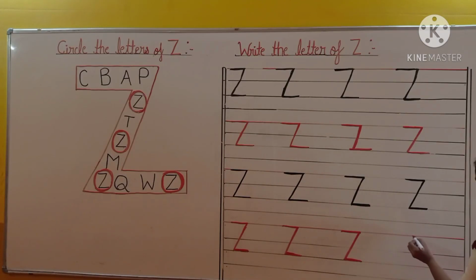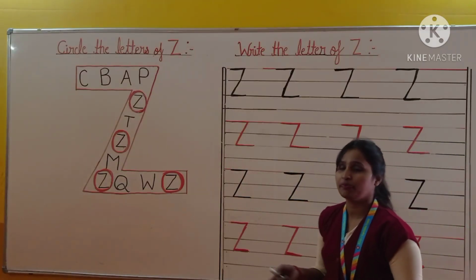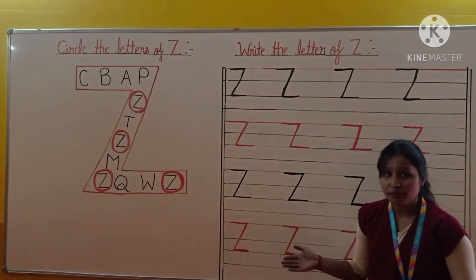Repeat again. Start from the dot, draw a sleeping line. Then slanting line down. After that, another sleeping line. This is a capital letter Z. Z is for zebra.